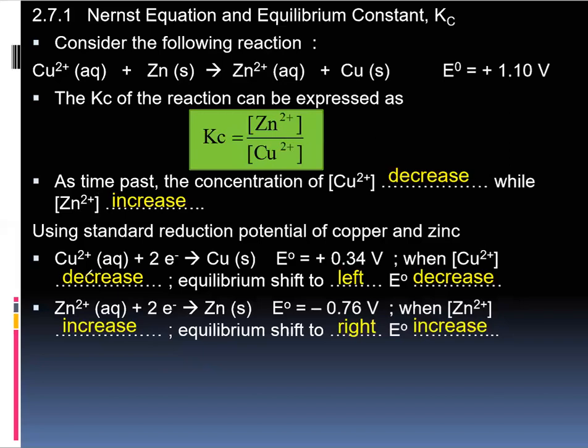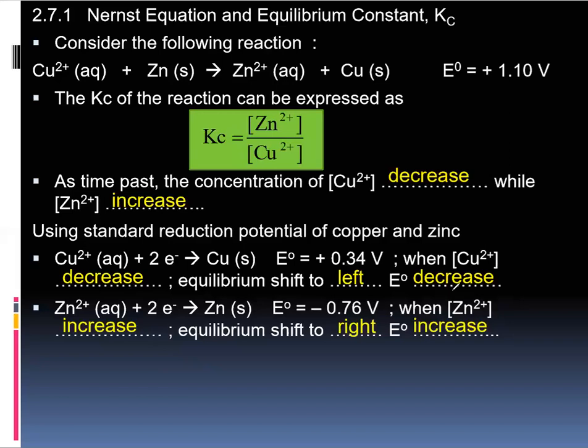As time passes, the concentration of Cu²⁺ decreases while Zn²⁺ increases. Using the standard reduction potential of copper and zinc, these are standard values, you don't need to know them, they'll be given. Cu²⁺ aqueous plus 2e⁻ to give us copper. This is the standard reduction potential. When the concentration of Cu²⁺ decreases, equilibrium will shift to the left.